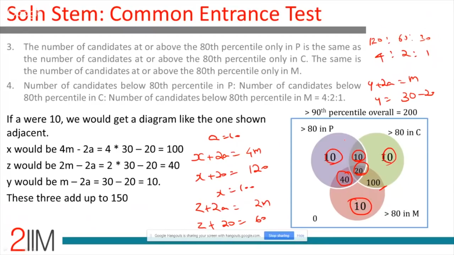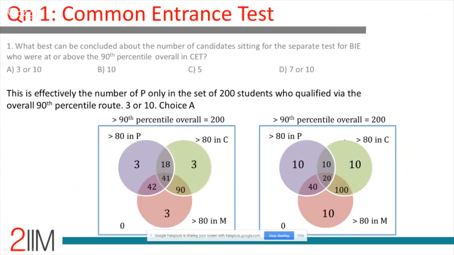The CAT has cranked up the level of difficulty. Multiple solutions are possible. They want us to think about set theory, Venn diagram, ratios, and number systems at the same time. We're effectively solving for 150 plus 6a equal to 7m. So be street smart about this. Now let's go to the questions.